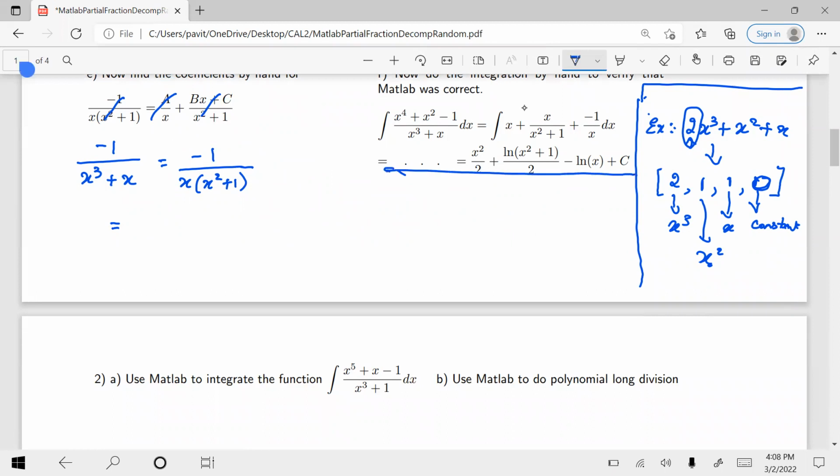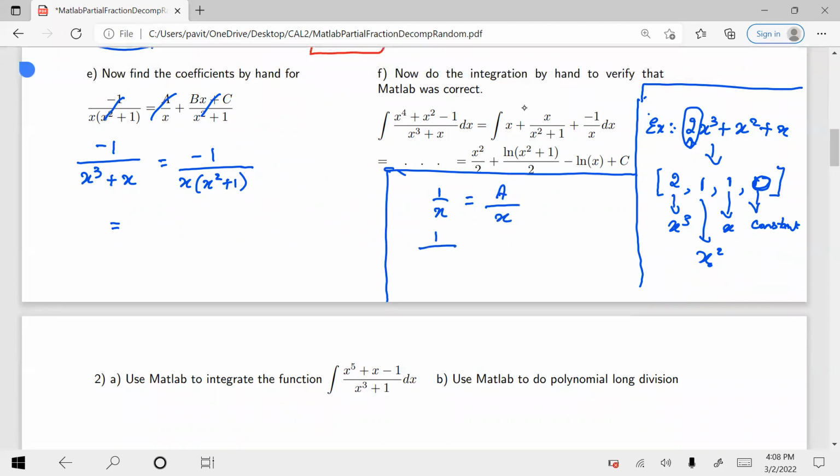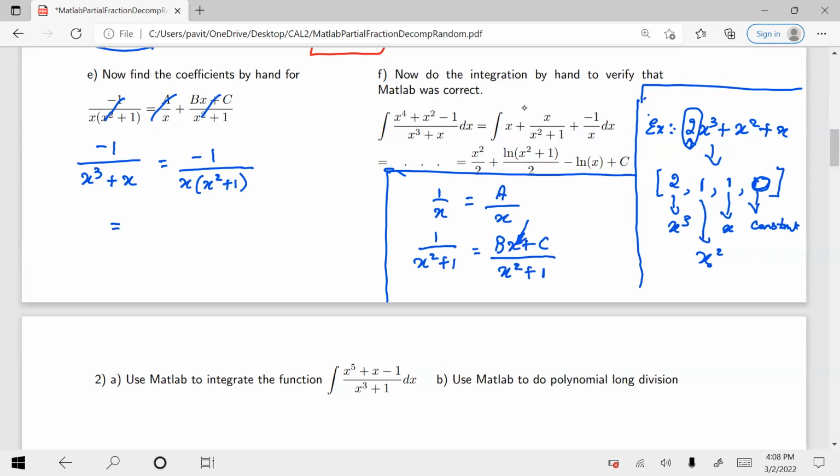Before I get into that, whenever we have an x term, let's say I have 1 over x, I can write 1 over x as a over x. Now, what if I have x squared plus 1? I have to write it as bx plus c divided by x squared plus 1. Why bx? I have written x here because we have x squared in the denominator.